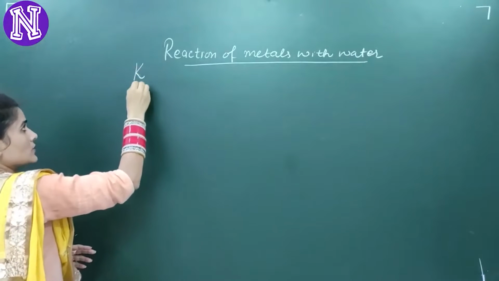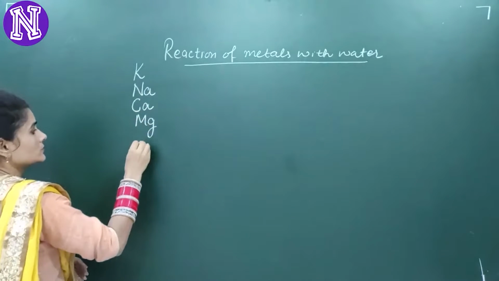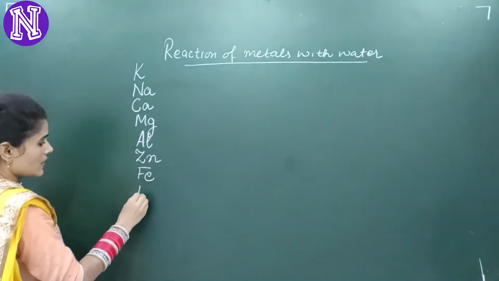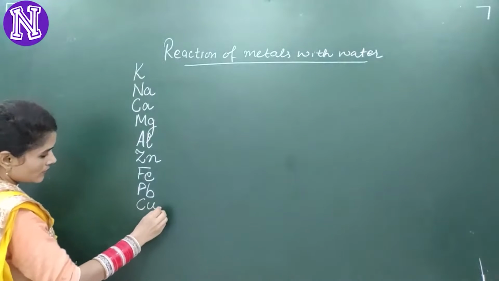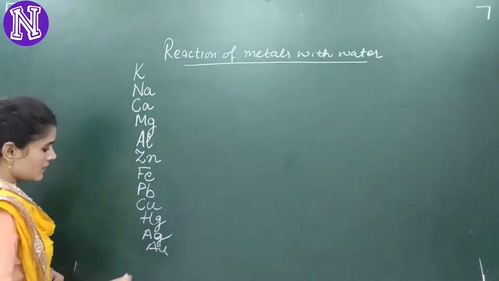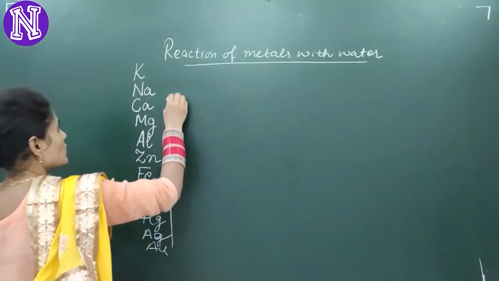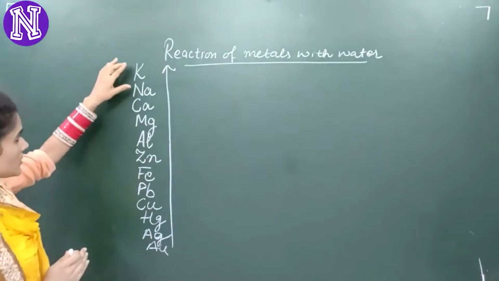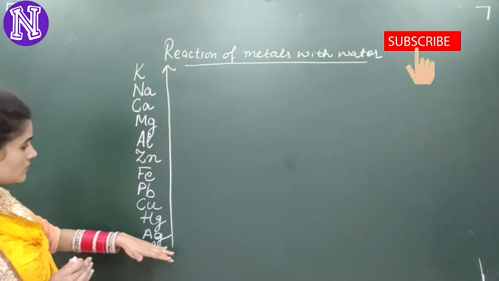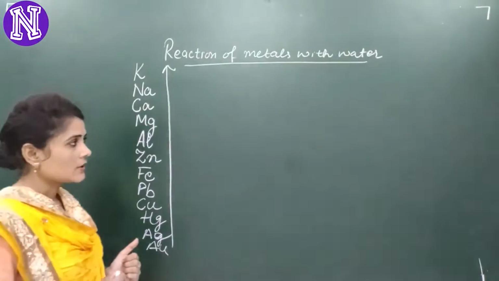First is potassium, sodium, calcium, magnesium, aluminium, zinc, iron, lead, copper, mercury, silver and gold. So students, here I am writing the reactivity series. You all know the reactivity series, how it varies. The metals which are present at the bottom are less in their reactivity, and the metals which are present on the top are high in their reactivity.